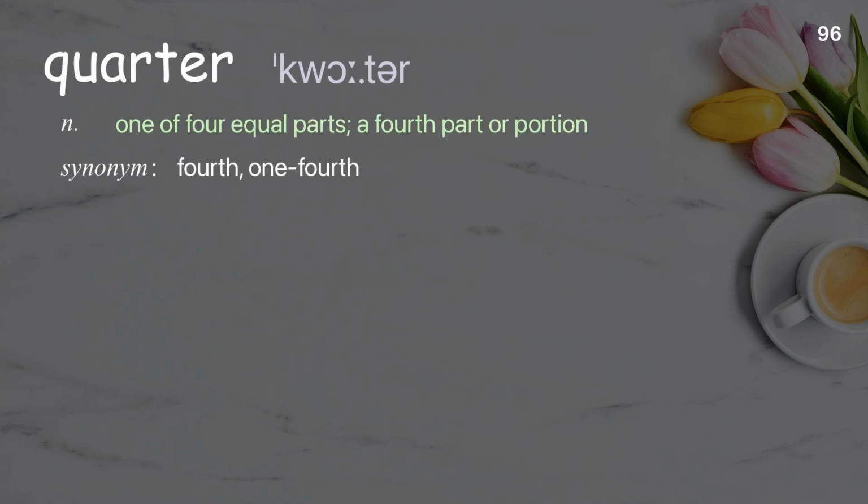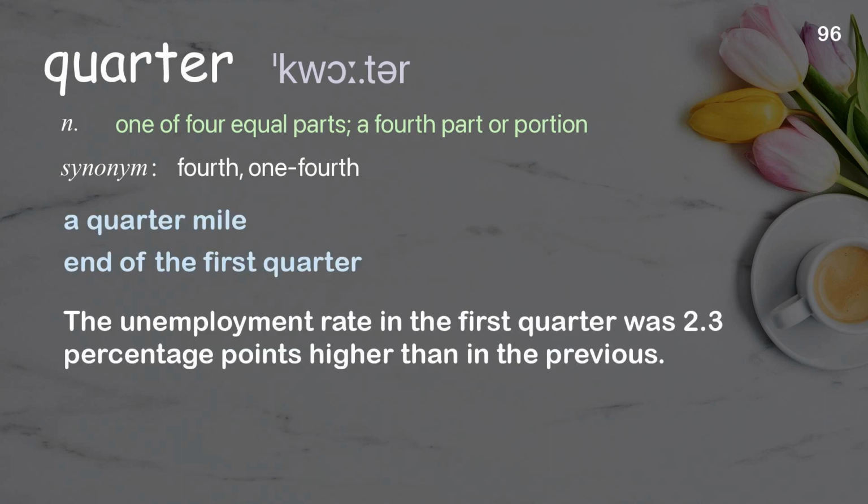Quarter. One of 4 equal parts; a fourth part or portion. Examples: A quarter mile. End of the first quarter. The unemployment rate in the first quarter was 2.3 percentage points higher than in the previous.